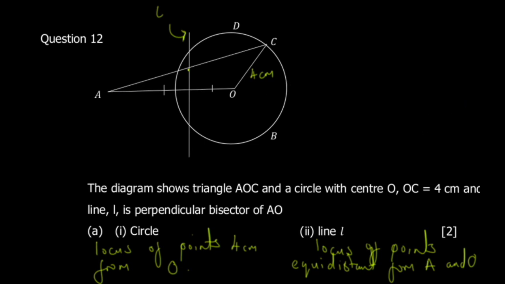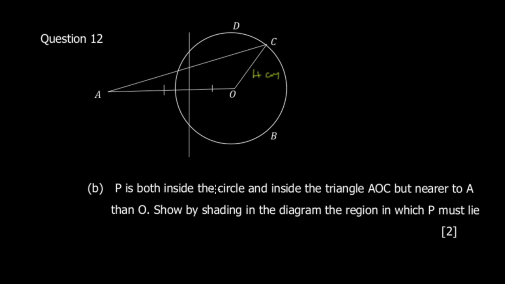Okay, so let's move to question 12b. Number 12b says P is both inside the circle and inside the triangle AOC. So inside the circle and inside this triangle. Show by shading in the diagram the region in which P lies.